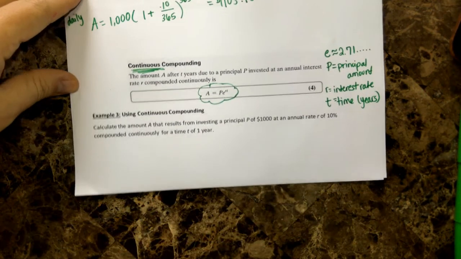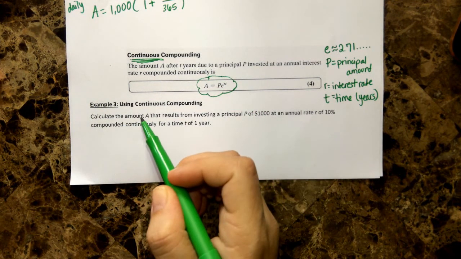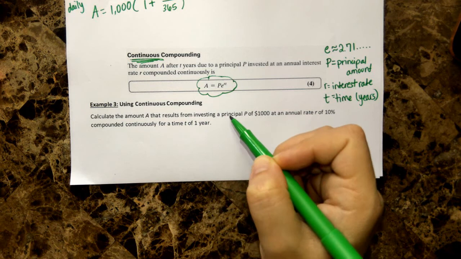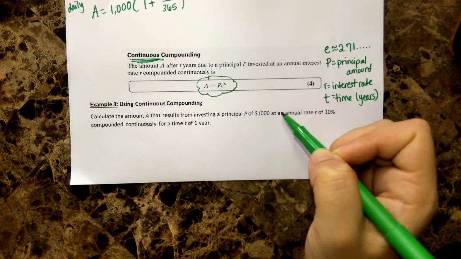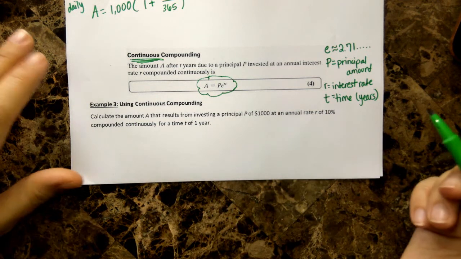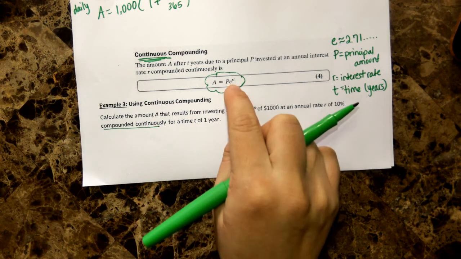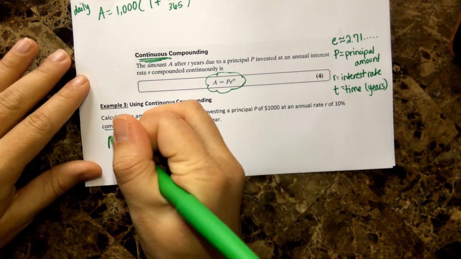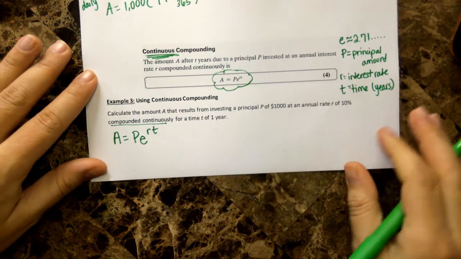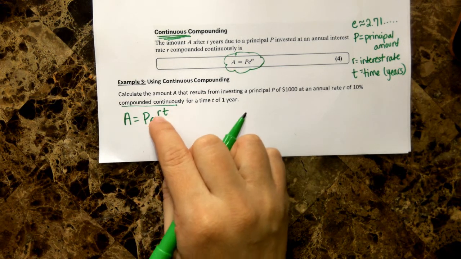Okay. All right, so like example 3, we're going to do an example with continuous compound. It says calculate the amount A, so the ending amount in an account, that results from investing a principal amount of $1,000 at an annual rate of 10% compounded continuously for a time of 1 year. Now the key word, like I said, anytime you see compounded continuously, that word is so important. You're automatically going to be using this model right here. I'm going to go ahead and write it in case it's not that large for you to see. P times E to the RT power. And all I have to do is figure out what A is. Well, in order to figure out A, I just have to figure out what each of these values are.